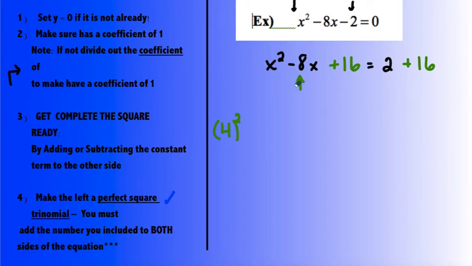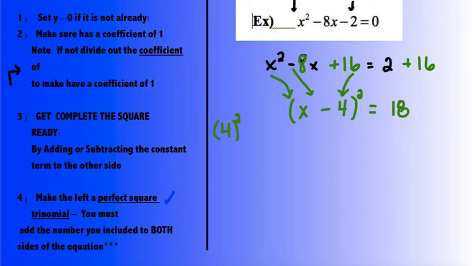All right, now we are going to write that left side as a perfect square trinomial. It is a perfect square trinomial. Now we're going to write it as the square of a binomial. The square of a binomial would be x minus 4, quantity squared. Remember, we take the square root of the first term, the square root of the last term, and the sign of the middle term. And then on the other side, we simplify it, so we get 18.